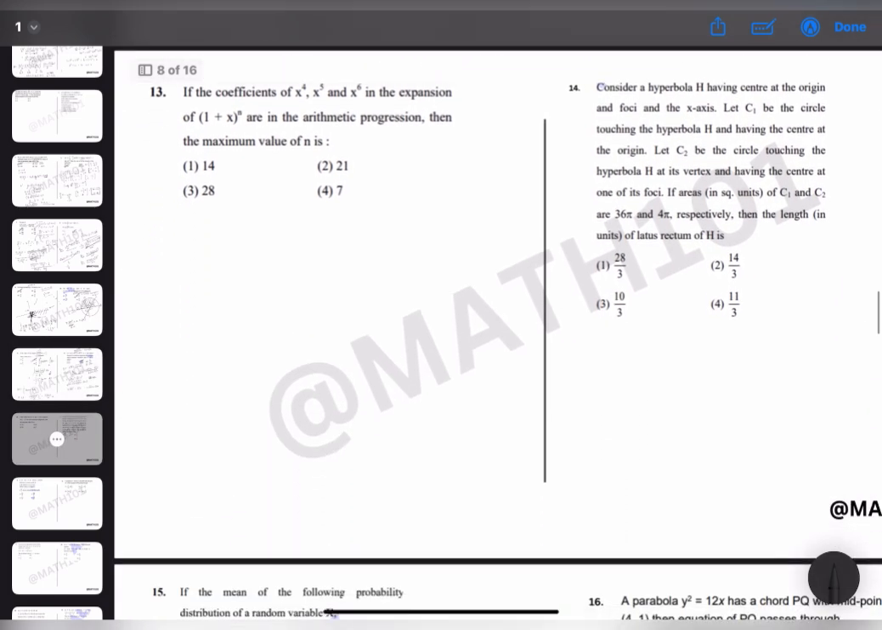Moving on. The next question: the coefficients in this expansion are in arithmetic progression. The coefficient of x to the power of 4 is nC4, x to the power of 5 is nC5, and x to the power of 6 is nC6. They are in arithmetic progression, so nC4 plus nC6 equals 2 times nC5.